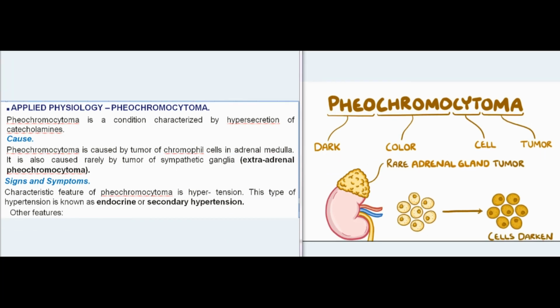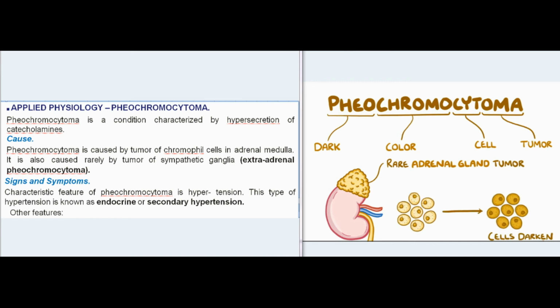Applied Physiology, Pheochromocytoma. Pheochromocytoma is a condition characterized by hypersecretion of catecholamines. Cause: Pheochromocytoma is caused by tumor of chromophil cells in adrenal medulla. It is also caused rarely by tumor of sympathetic ganglia, extraadrenal pheochromocytoma.